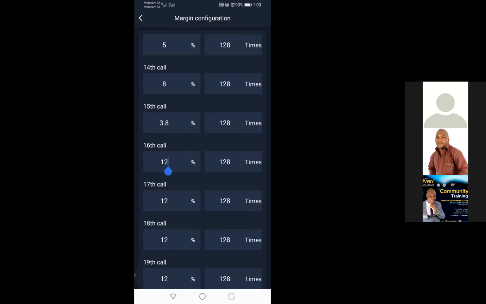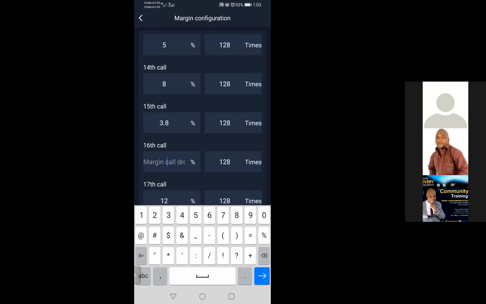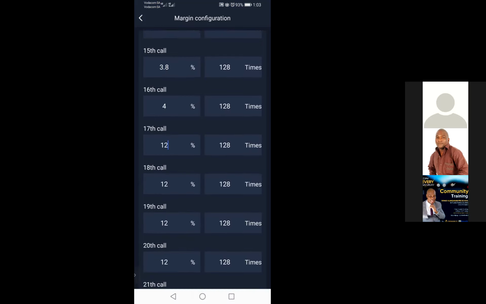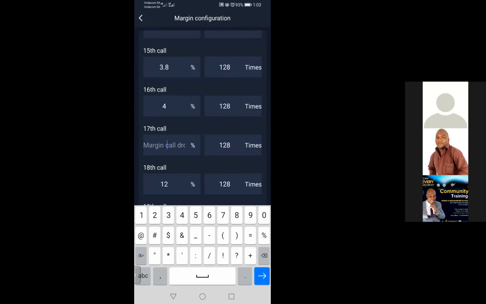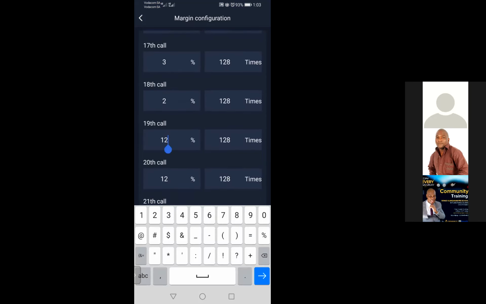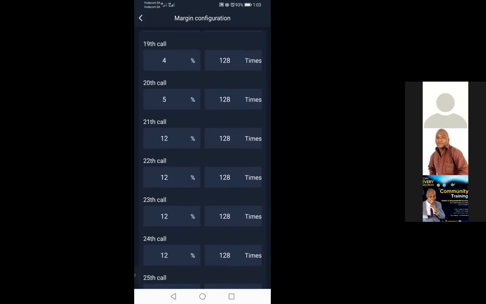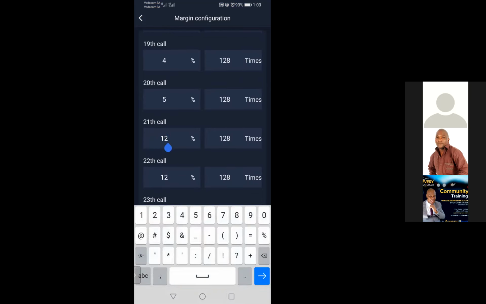16 is 4. 17 is 3. 18 is 2. 19 is 4. 20 is 5. 21 is 4. 22 is 2.